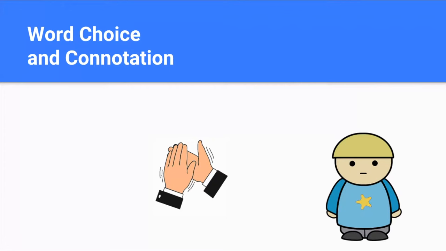The first one, word choice and connotation, simply means the emotions and feelings associated with words. If there are lots of very strong words used that have powerful opinions and feelings behind them, we should be very careful in identifying the bias there.